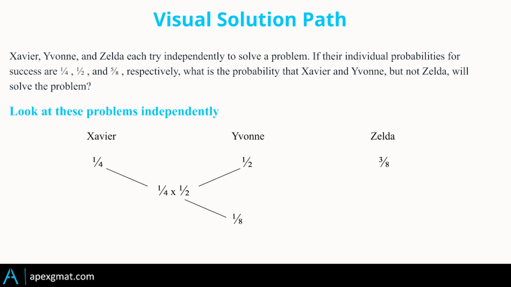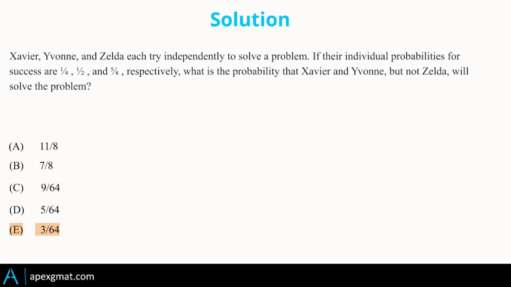1 out of 8 trials brings us to X and Y are correct. Then we multiply by the 3/8 that Zelda gets it incorrect. That gets us to 3/64. 3 out of every 64 attempts will end in correct, correct, incorrect. This is one of those problems that you may have to go through a few times, but once you attach the explanation to it, you can't mess up the math.